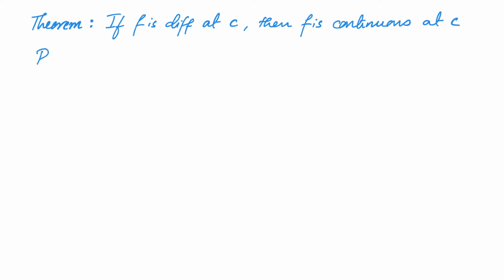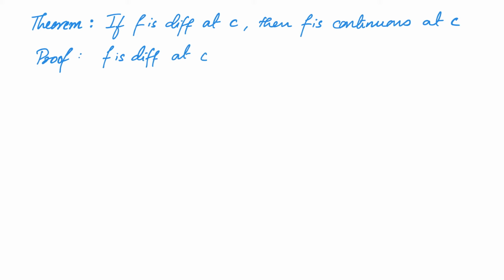Using this idea and the idea that a function from Rn to Rm is continuous if and only if all its component functions are continuous, we can show that if a function is differentiable at C, then it is also continuous at the point C. Let us try to see a proof of this fact.